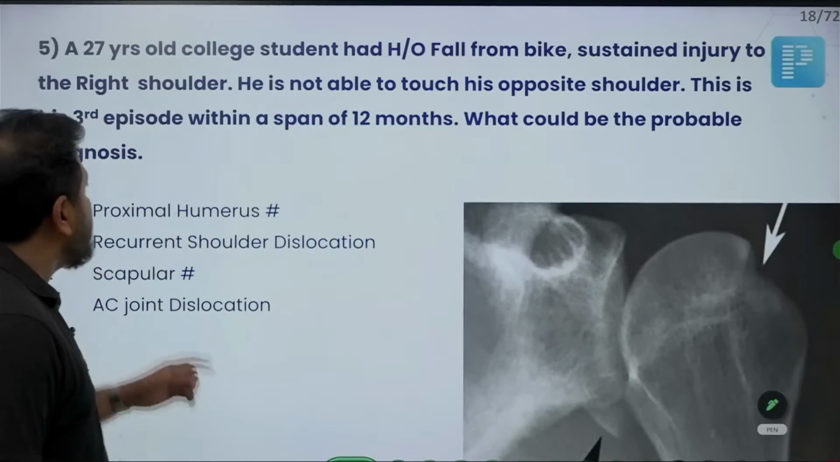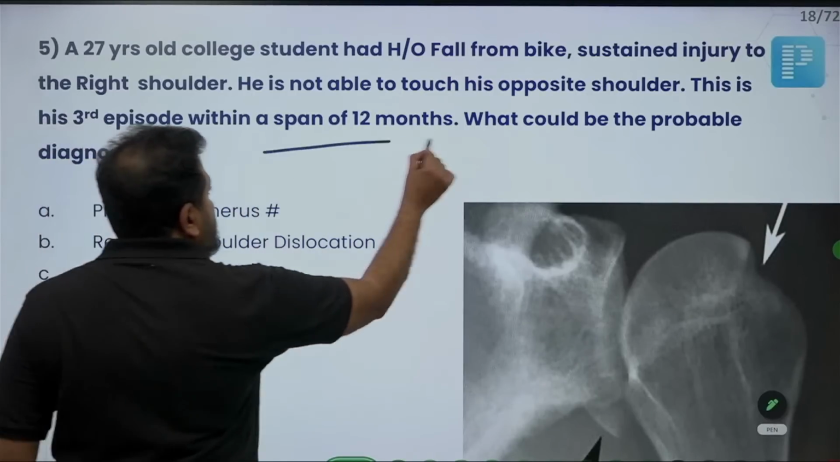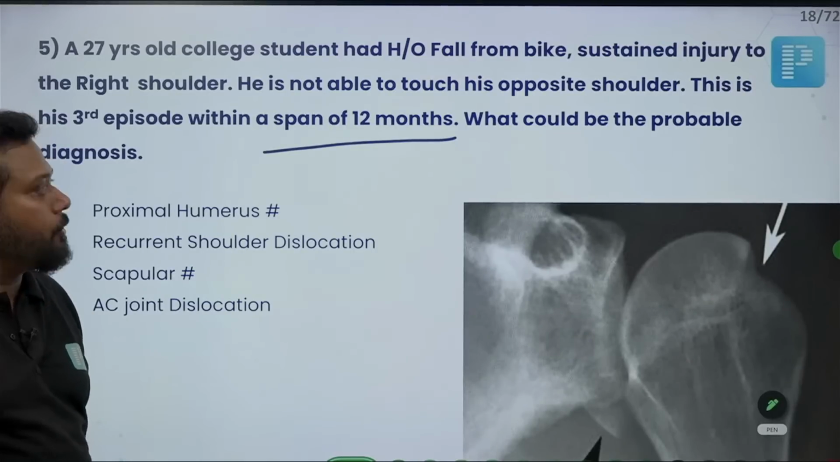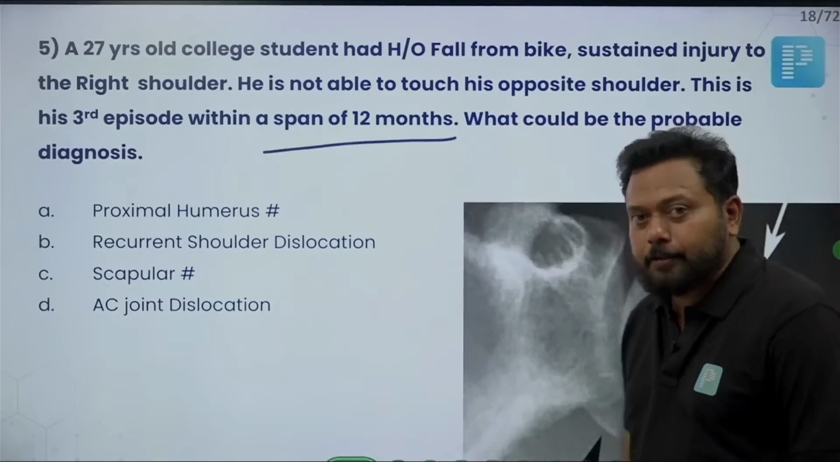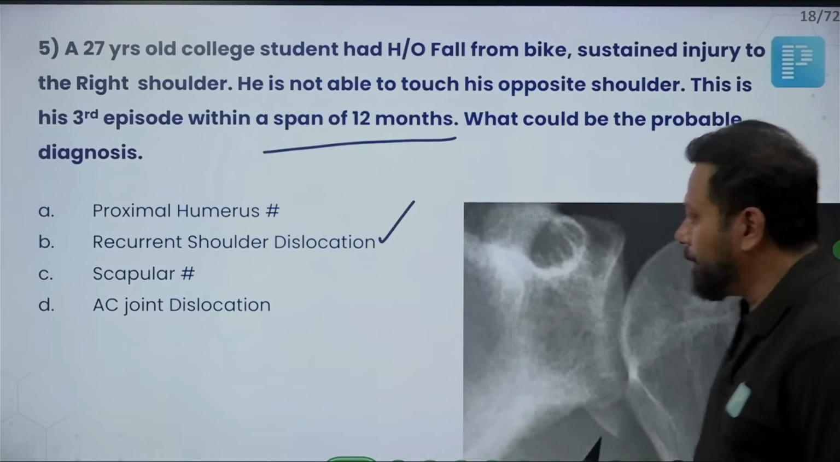And this is his third episode within a period of 12 months. So more than 2 times in 12 months, the shoulder is getting dislocated. That is not a simple shoulder dislocation. That is recurrent shoulder dislocation.